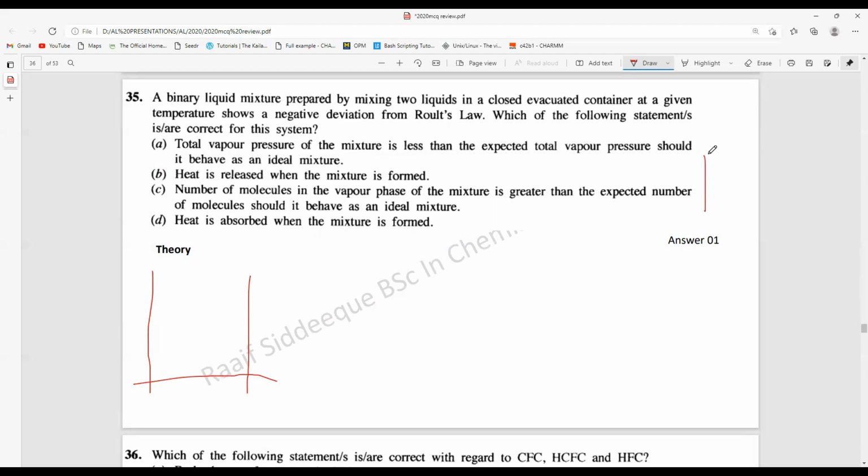So let's say you have a container. Here there is A, here there is B. And I would write P naught A is greater than P naught B. Okay, so I will try to draw the vapor pressure composition phase diagram for this. So let's take P naught A is greater than P naught B. So here I will show P naught A, and here I would show P naught B.